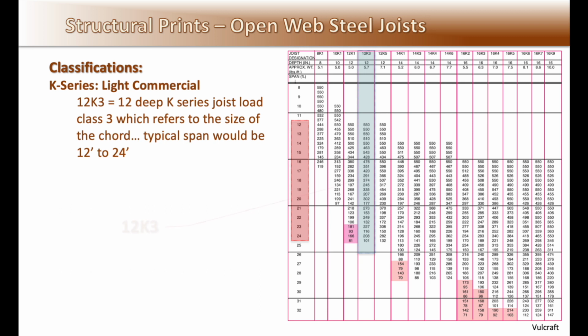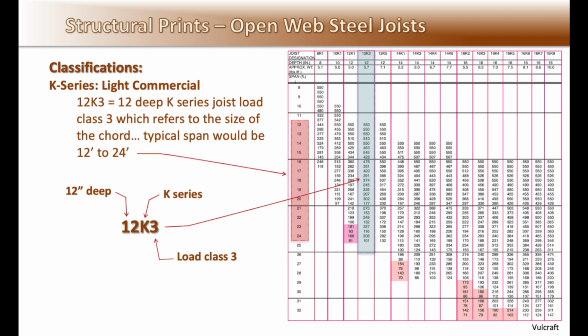So let's look at a K-series joist. What does the 12K3 mean? The 12 is the depth of the joist. The K is the series we discussed earlier, and the 3 is the load class, which refers to the size of the joist chord webbing. A 12K3 can span 12 to 24 feet with a load carrying capacity from 550 pounds to 101 pounds per lineal foot. Note, it lessens as the span increases.